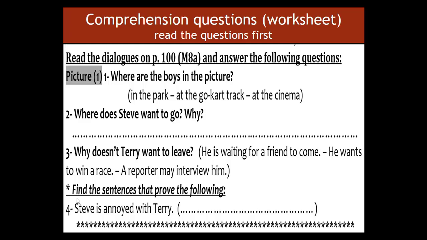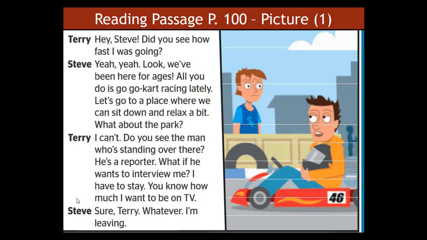Question number 2. Where does Steve want to go and why? Number 3. Why doesn't Terry want to leave? Number 4. You have to find sentences that prove the following. Steve is annoyed with Terry. Now look at the dialogue. This is the first dialogue. You've got to read this dialogue and find the answers that suit the questions.